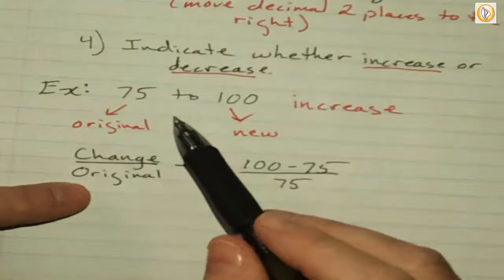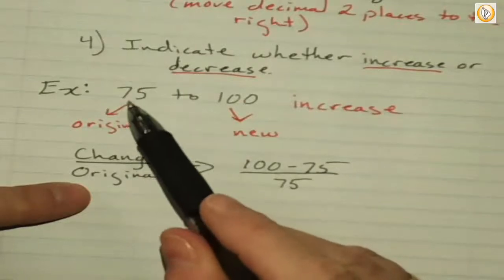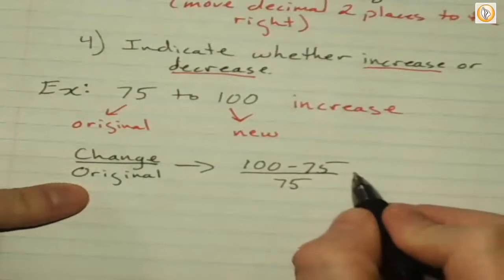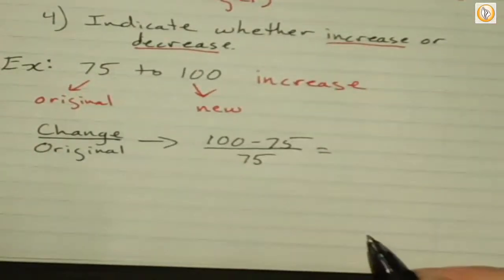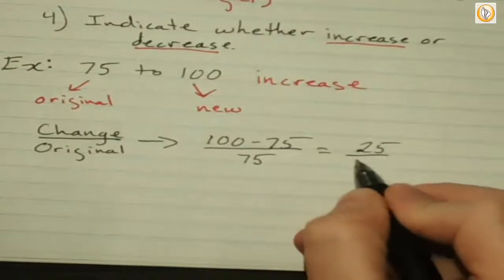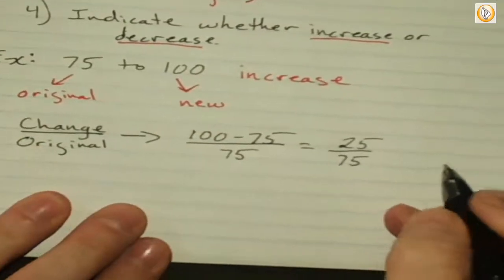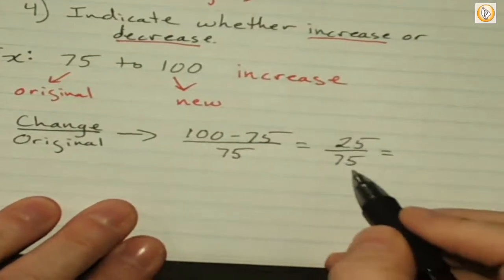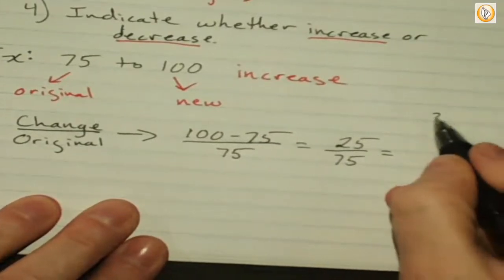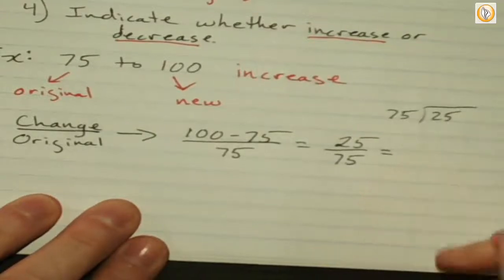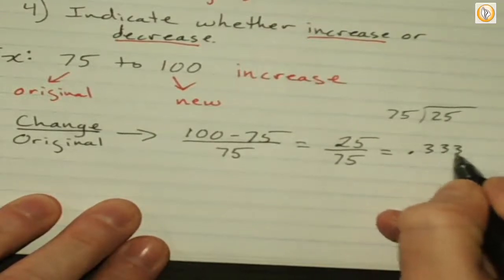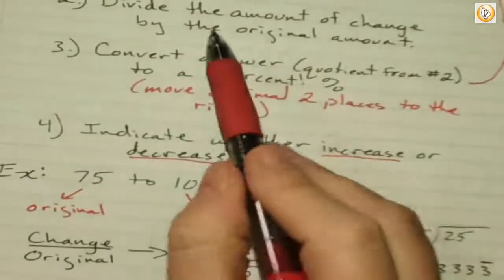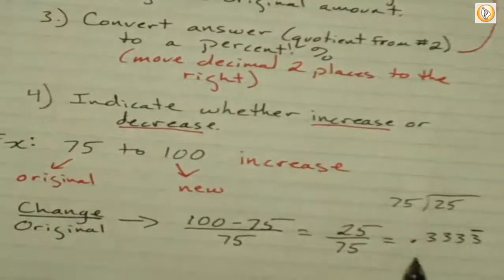So my suggestion is to always note what is the original and what is the new in your problem. Okay, so what is 100 minus 75? 25. So 25 over 75. All right, I'm going to save on time. If you were to do the math, 25 divided by 75, you would get 0.3333 repeating. But we still have to change to a percent. Don't leave your answer like that.